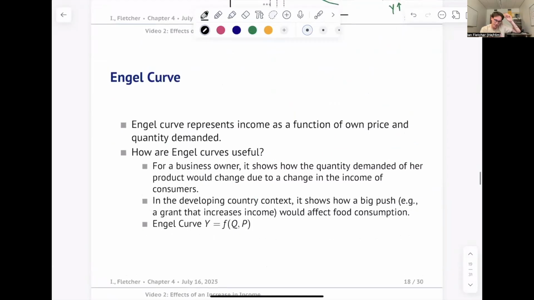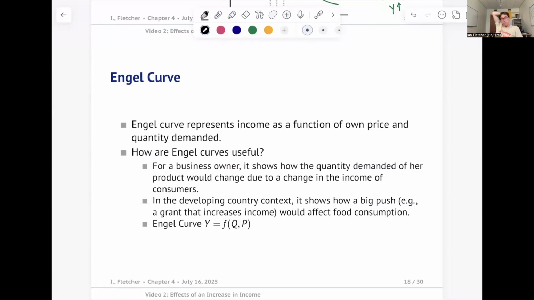And so now we're going to get into this concept called an Engel curve. An Engel curve was derived from this dude who won the Nobel Prize. And an Engel curve represents income as a function of a good's own price and its quantity demanded. So it's a relation between price and quantity. We're going to graph the Engel curve, like price and quantity is the demand curve. If we replace price with income, then we're going to get the Engel curve.